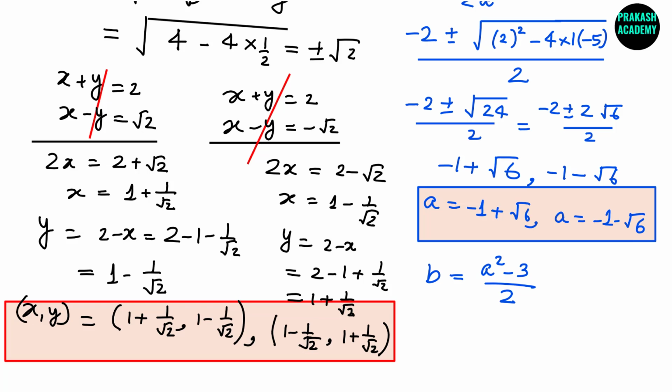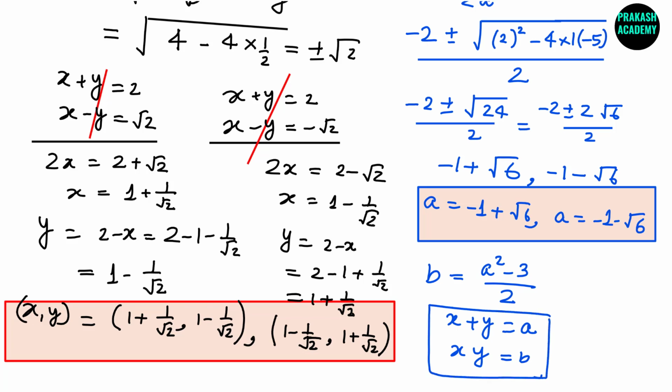And you also know how a and b are related to x and y. So if you remember, x plus y is equal to a and xy is equal to b. So using these two equations, you can find the value of x and y. So let us try on your own.